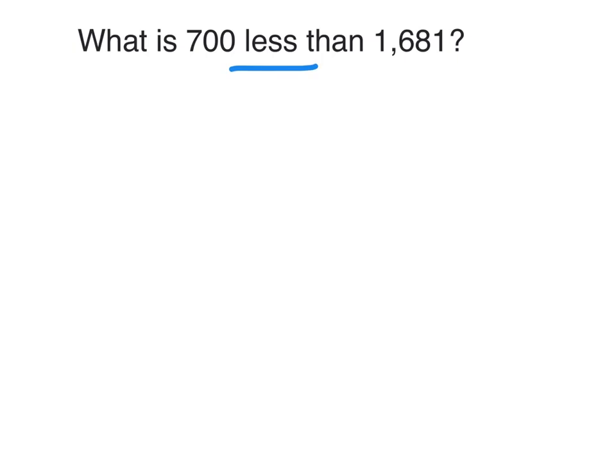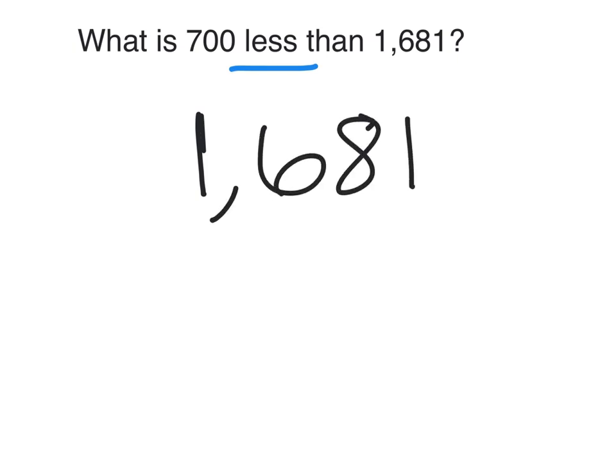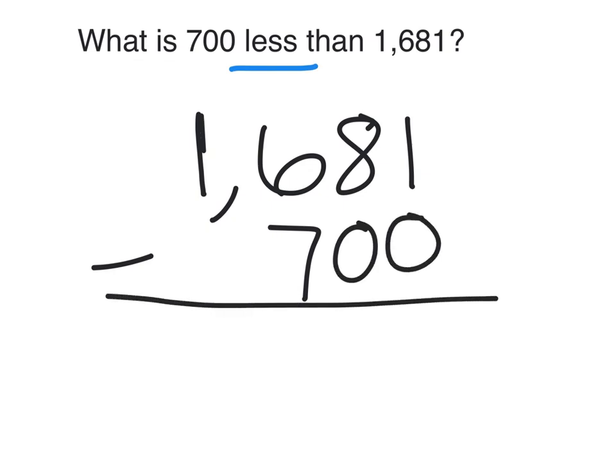1,681. Sorry. So let's set it up like an algorithm. So we're going to put 1,681 minus 700. And remember, our number one rule when we do an algorithm is making sure that all of our numbers are lined up.